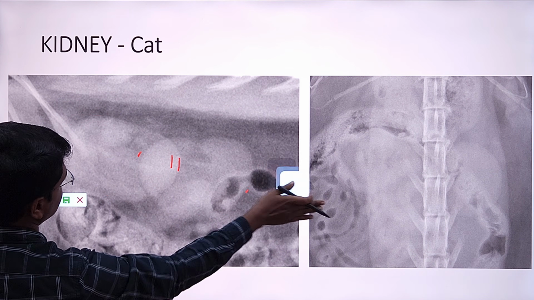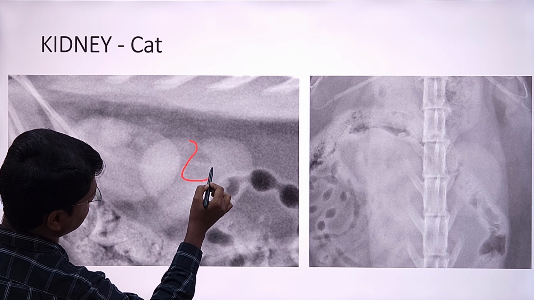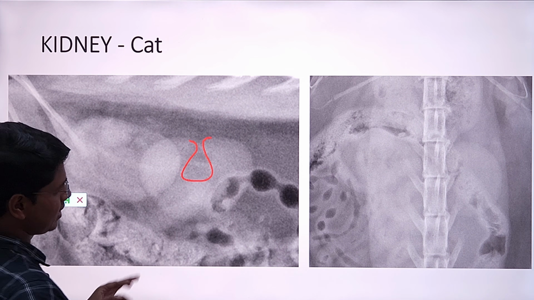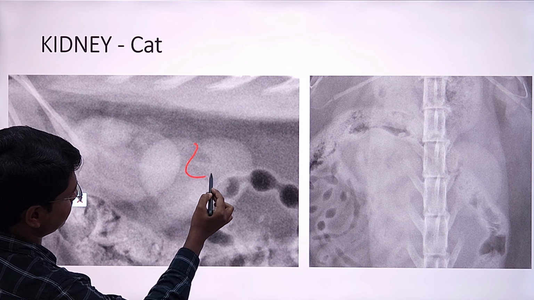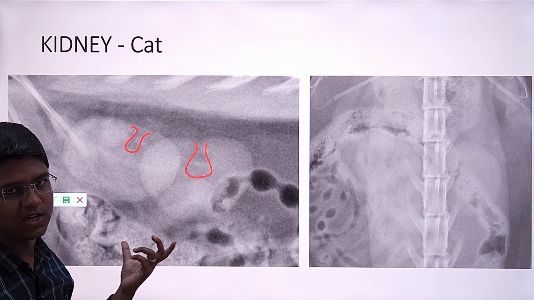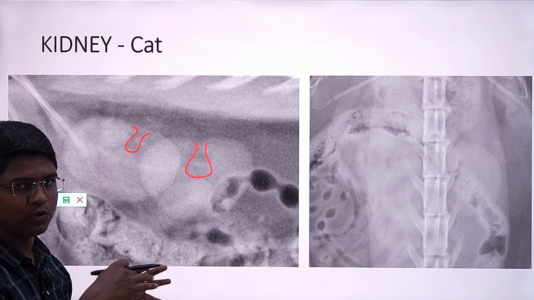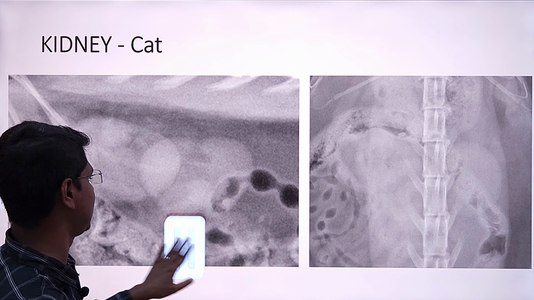Now notice this slightly radiolucent area. Can you mark this one? I am erasing it. Mark this one, here and also here. These are the renal hilus. Due to very good renal fat in the case of cats, you may get visualization of this renal hilus.